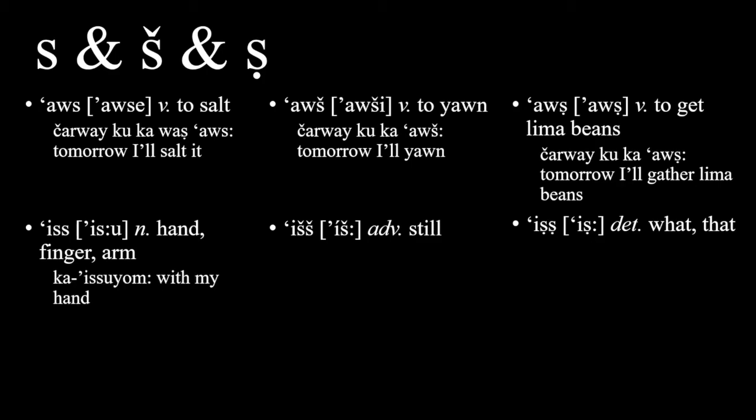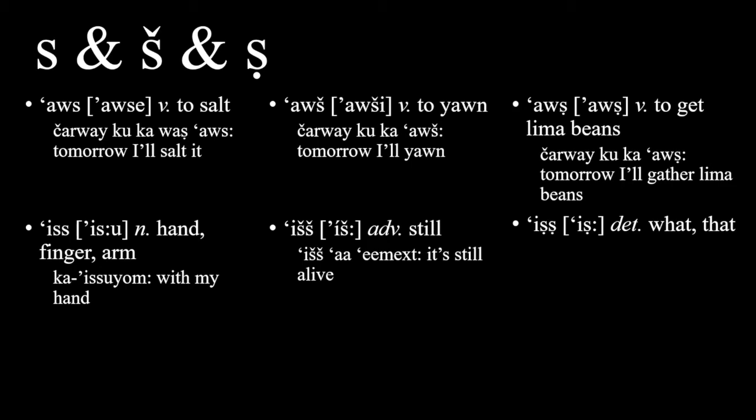So call isuyom, with my hand. Is means your hand. It could also mean to bewitch, to poison someone, but I decided to use this definition. Is. Ish means still. So ish a emecht, it's still alive. Ish a emecht.